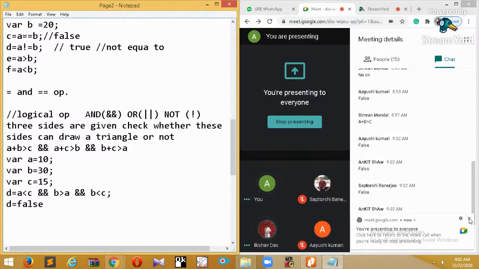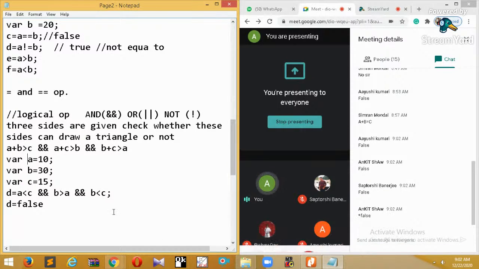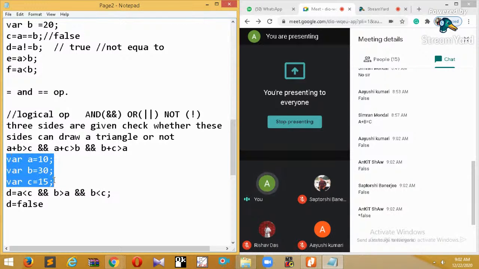Okay, let me explain. So here you can see three values are there. Everybody must concentrate on this sum. This kind of thing will be asked in the exam. So where a, b, c, there are three values assigned.